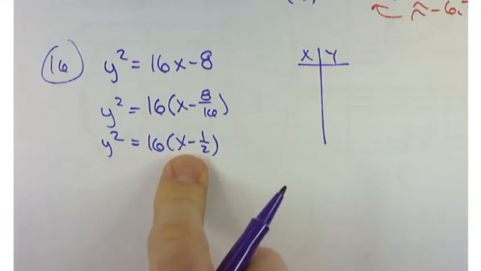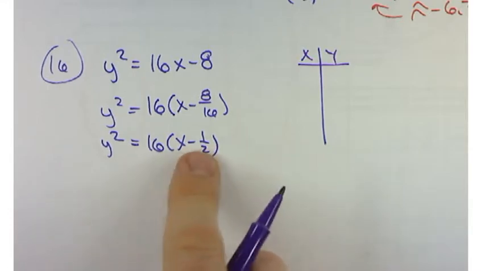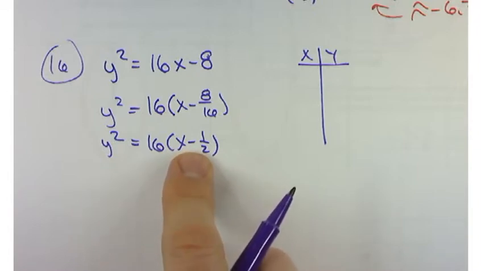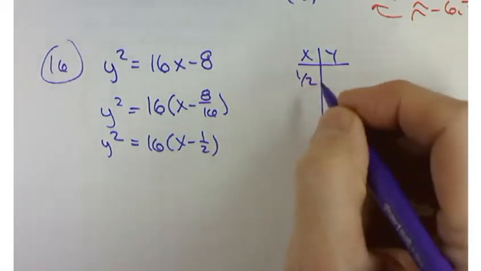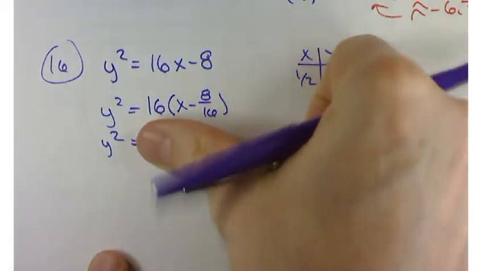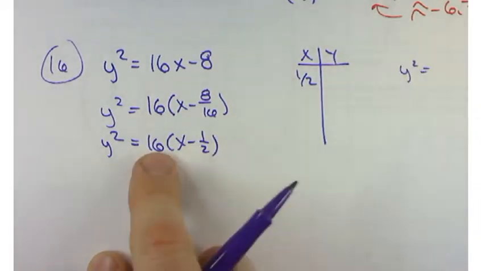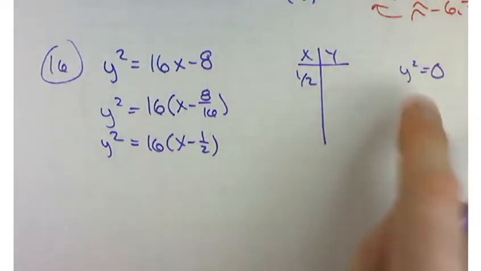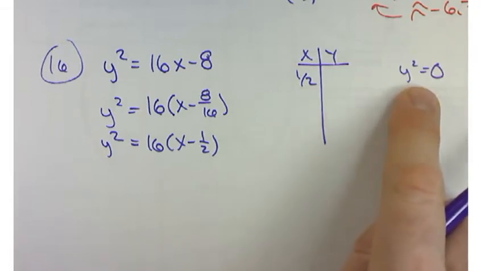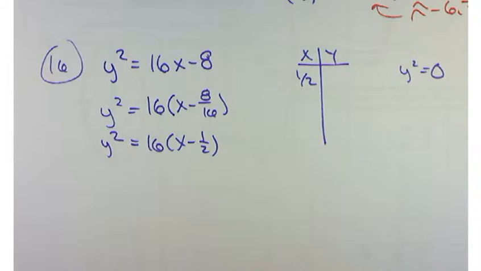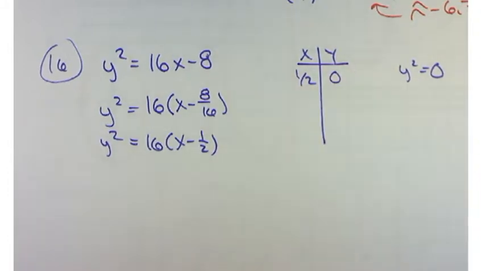Let's start out with the x-coordinate of the vertex. What would I put in here to make that 0? 1/2. And if I put in a 1/2, then all of a sudden I would have y squared equals 16 times 0, or basically y squared equals 0. So where does y equal 0? Or y squared equals 0? What do you square to get 0? 0. Yeah, so y would equal 0. So that's our vertex.